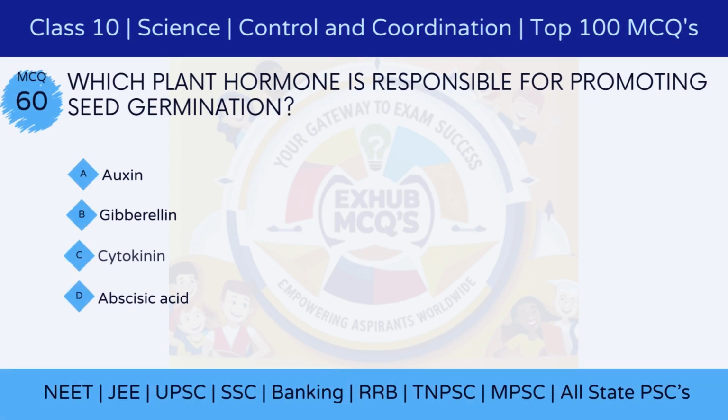MCQ 60. Which plant hormone is responsible for promoting seed germination? Option A, auxin. Option B, gibberellin. Option C, cytokinin. Option D, abscisic acid.